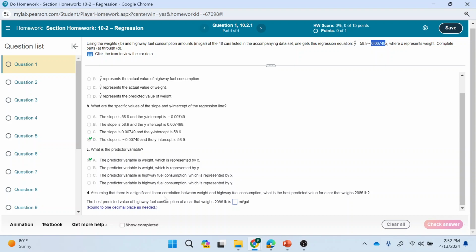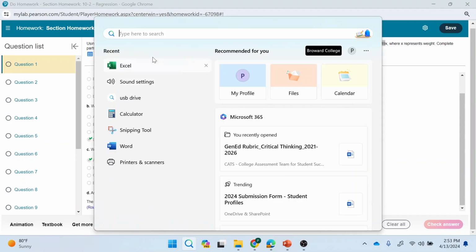Assuming that there is a significant linear correlation between weight and highway fuel consumption, what is the best predicted value for a car that weighs 2,986 pounds? So this is your predicted value, and then x, if the weight of the car is 2,986, you just replace this x by this and use the calculator. So where is the calculator?